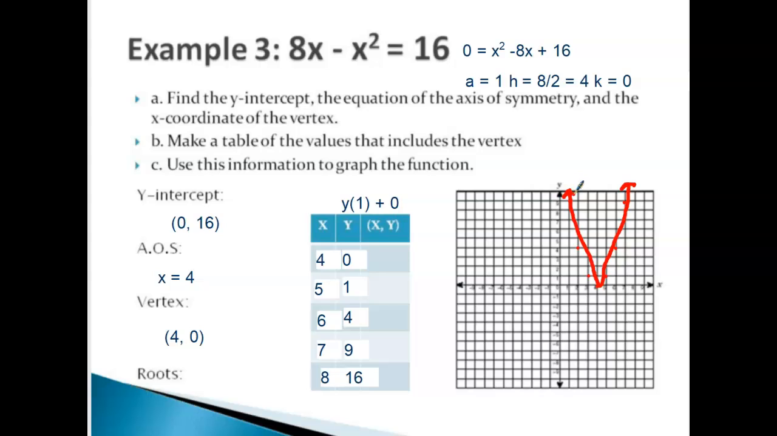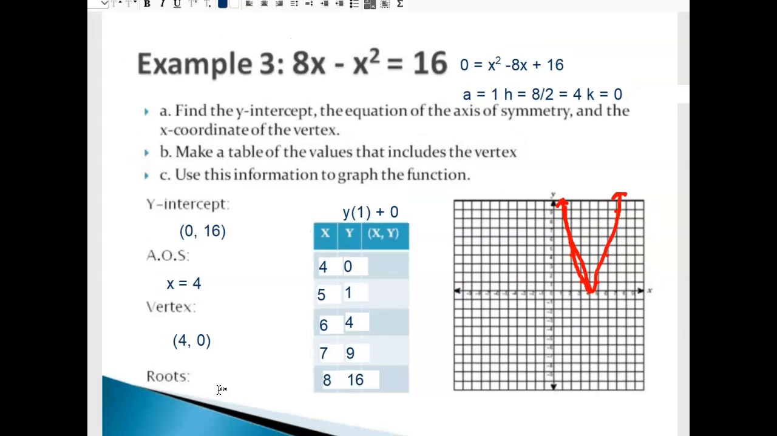So what you'll notice about this graph, as wobbly as I made it, is that it only hits the x-axis once. So since my vertex is on the x-axis, my root occurs at the h value, which in this case is 4. So I have one root or one solution at x equals 4.